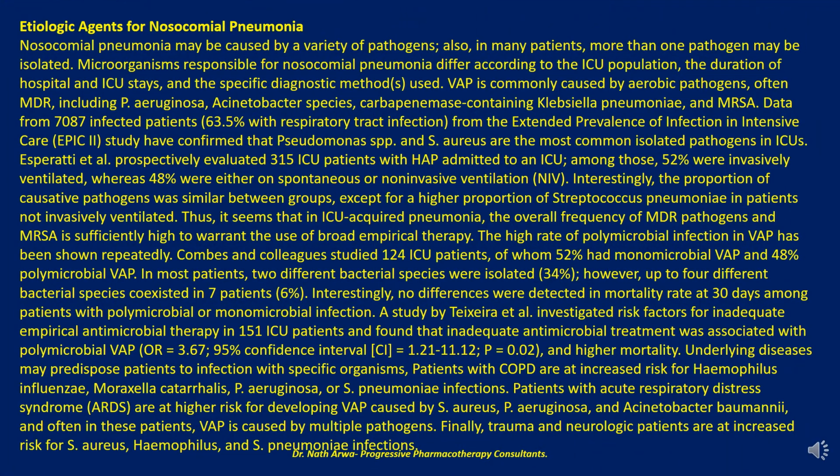We will now discuss etiologic agents for nosocomial pneumonia. Nosocomial pneumonia may be caused by a variety of pathogens. Also, in many patients, more than one pathogen may be isolated. Microorganisms responsible for nosocomial pneumonia differ according to the ICU population, the duration of hospital and ICU stays, and the specific diagnostic method or methods used.